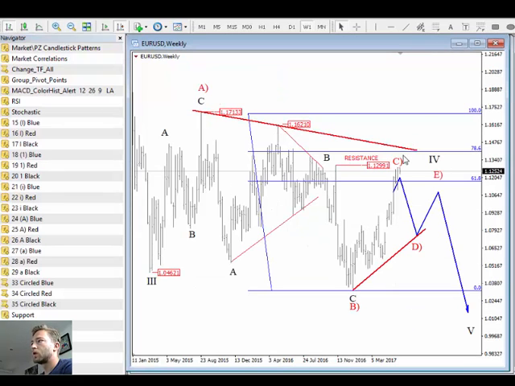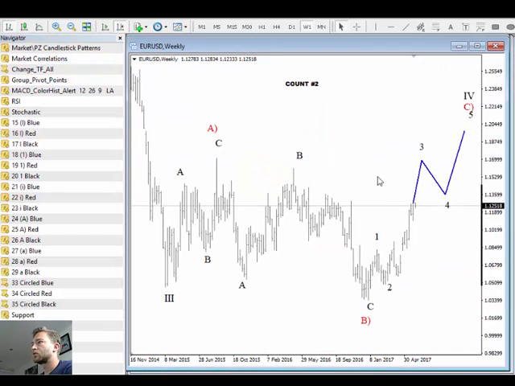The first one is that we will see a triangle here for a wave 4. That's an ABCDE sideways pattern. So we are now trading towards the upper side of a trading range, which means it may be time to look and be careful because new reversals may occur from the upper side of a range.